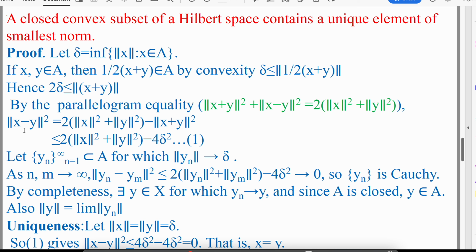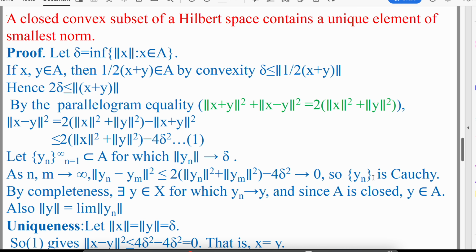inequality. In place of x we have yn, in place of y we have ym. So it is 2 times norm yn square plus norm ym square minus 4 delta square. But yn tends to delta, ym tends to delta, so delta square plus delta square, 2 delta square, into 2, 4 delta square, so it tends to 0 as n tends to infinity. It means yn is a Cauchy sequence.